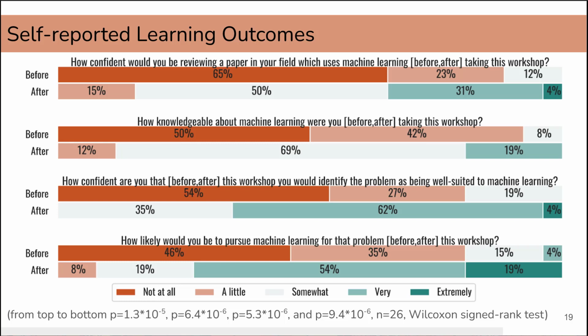Another nice thing here is that very few people said very or extremely for these responses, except for being likely to pursue or notice machine learning. But for knowledge or confidence reviewing, most people said a little or somewhat, which we think is appropriate. We would be worried if after a 5-hour workshop, people said they would be extremely knowledgeable about machine learning or very confident reviewing a paper. So we're happy to see that most people seemed to have an accurate impression of their machine learning knowledge.